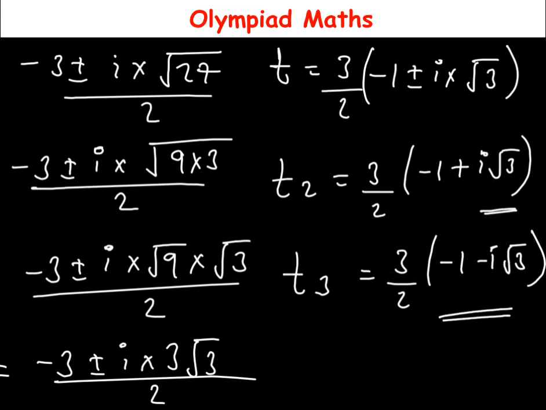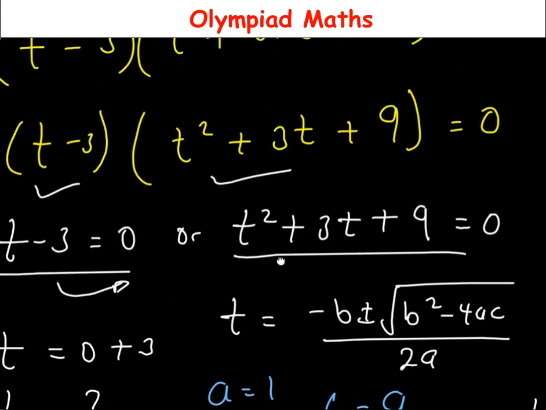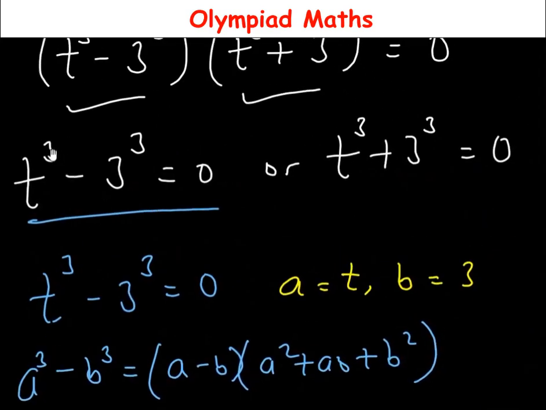Good, but that is not all. Recall that we got the solutions of t from the first equation, t raised to power 3 minus 3 raised to power 3 is equal to 0. We've gotten the first three solutions for the value of t. So from the other equation, which is t raised to power 3 plus 3 raised to power 3 is equal to 0, let us then solve for the other values of t.